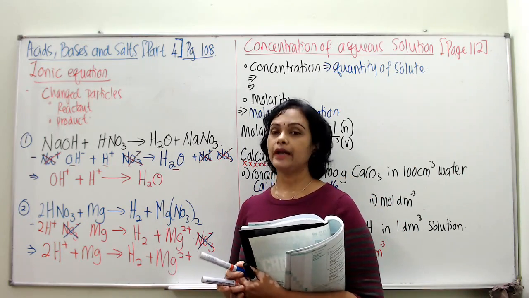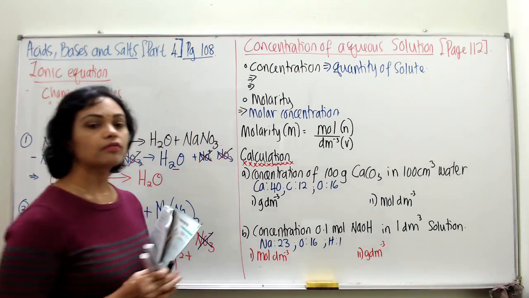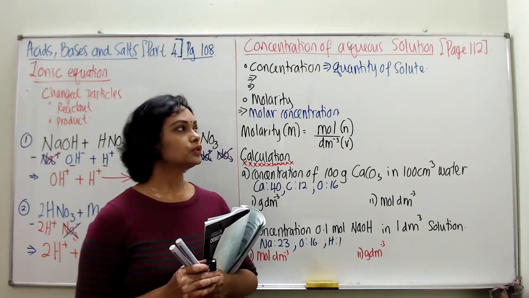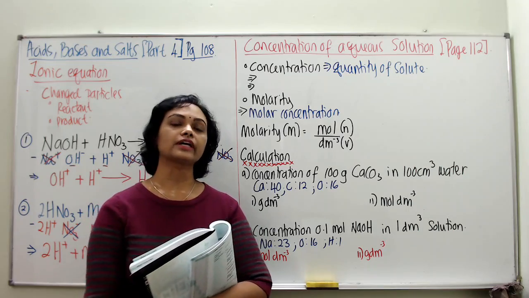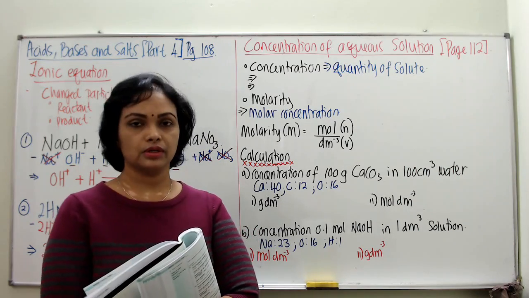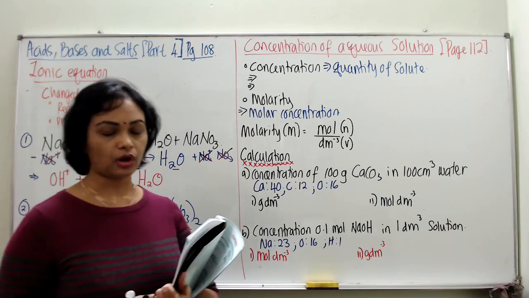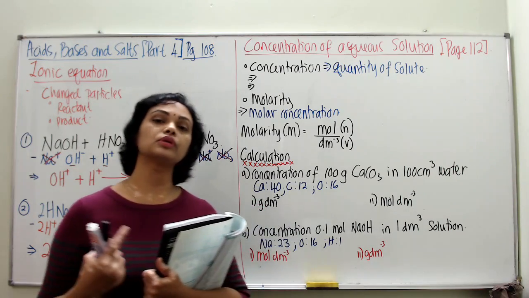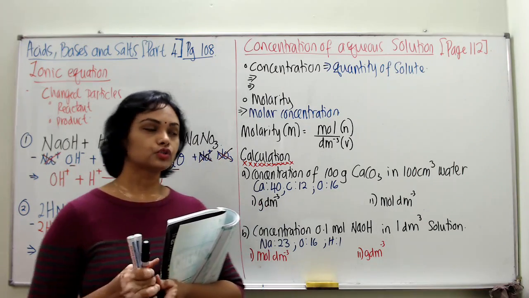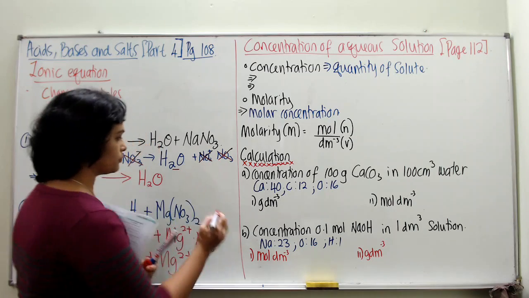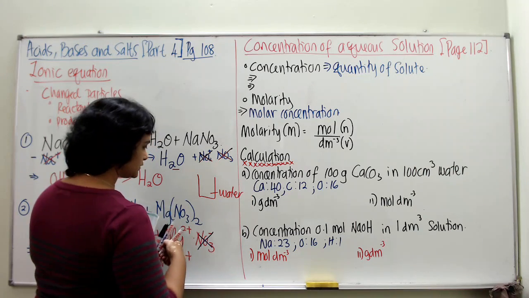Now, class, let's go to our second subtopic, which involves a bit of calculation, which is called concentration in aqueous solution. So, concentration is actually the amount of solute, bahan yang terlarut, in a solvent. Solvent is usually water. In chemistry, we usually say solvent refers to water. So, when you dissolve something, for instance, this is water. So, water acts as solvent.